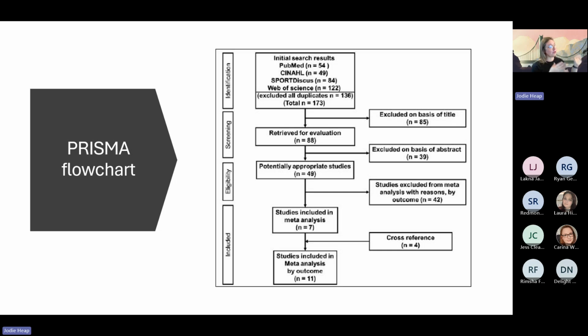They're going to run that search through, exclude on basis of titles not being applicable, reviewed again for evaluation, so you can see the numbers of articles are dropping down now, excluded on the basis of the abstract, potentially appropriate for the studies, filtered through into excluded again, and studies included for the meta-analysis and then cross-referenced, and they ended up with 11 articles. So it's really a filtering down process. We have a broad collection, and then at every stage we're removing things that are not applicable by using that framework to guide our thinking and process as we move forward.